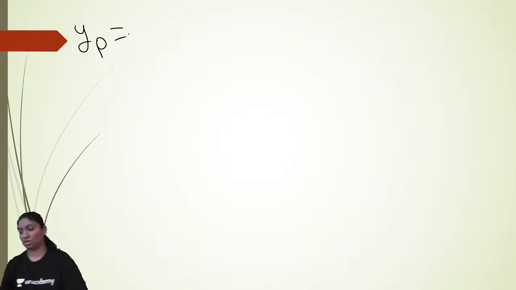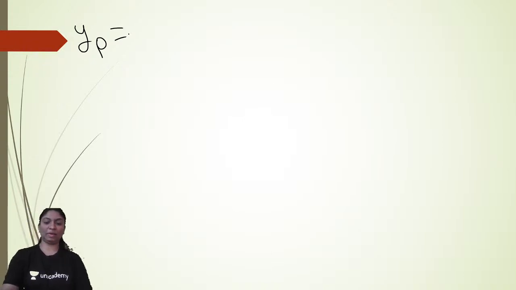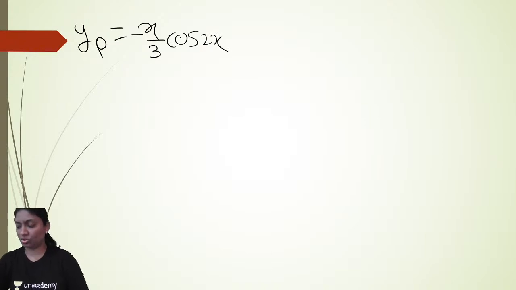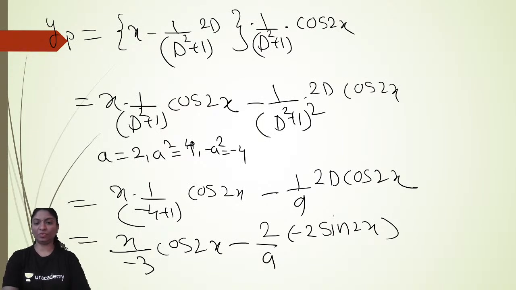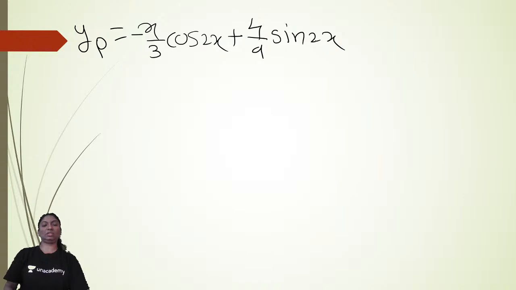So you will get yp is equal to, our yp is nothing but minus x by 3 cos 2x, minus minus plus 4 by 9 sin 2x. This is our yp. Okay, yp is equal to minus x by 3 cos 2x plus 4 by 9 sin 2x.